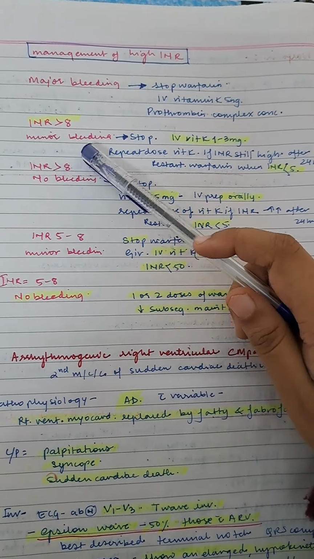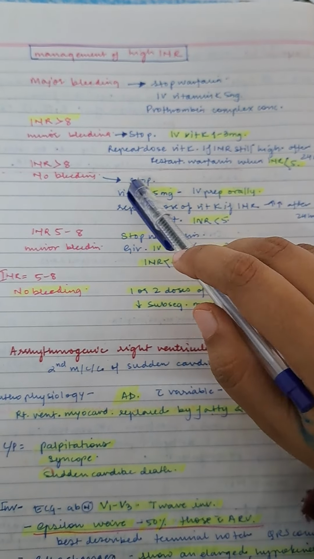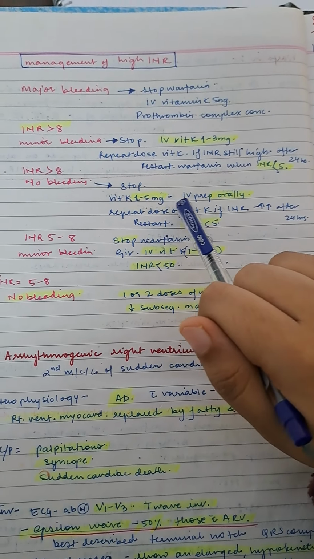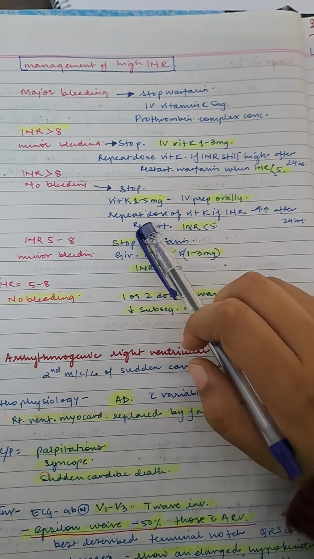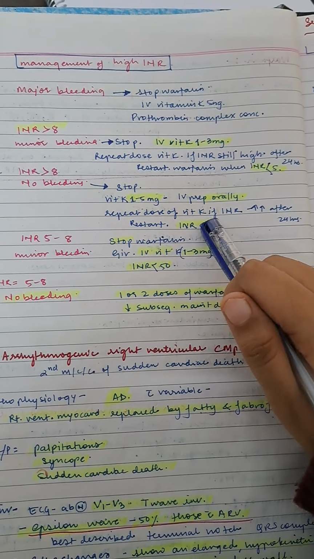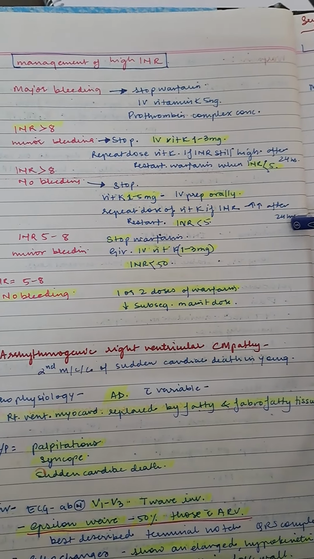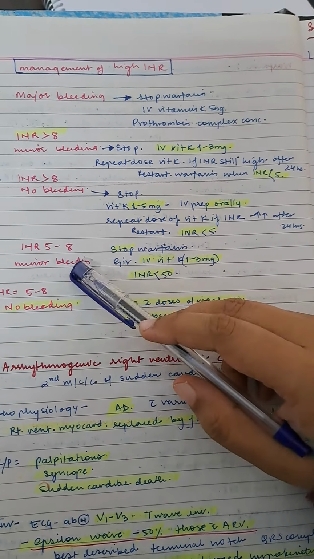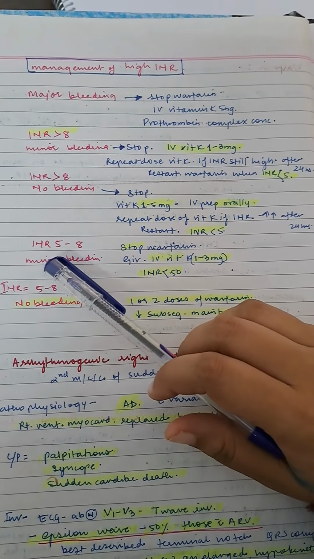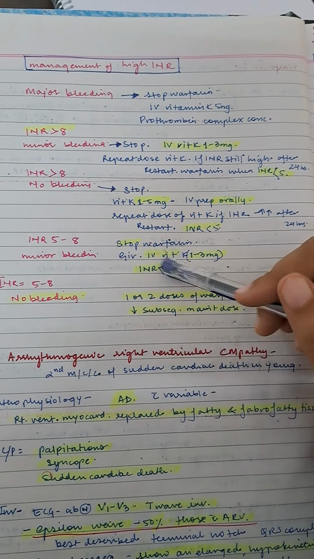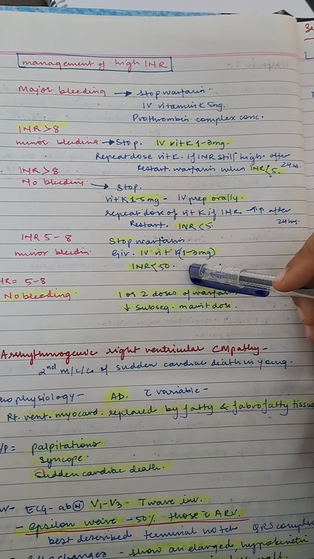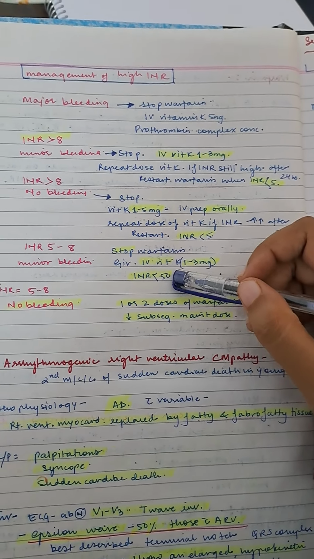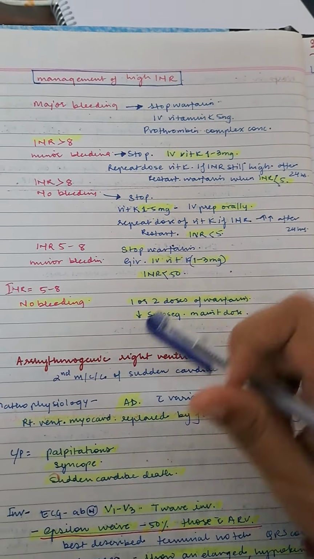If the INR is more than 8 but there is no bleeding, then you will stop warfarin, give vitamin K 1 to 5 milligram, IV or orally, and repeat the dose of vitamin K if INR is increased after 24 hours. Restart when the INR is less than 5. When the INR is 5 to 8 and the patient has got minor bleeding, you have to stop warfarin, give IV vitamin K 1 to 3 milligram. INR should be less than 5 and you can restart the treatment.